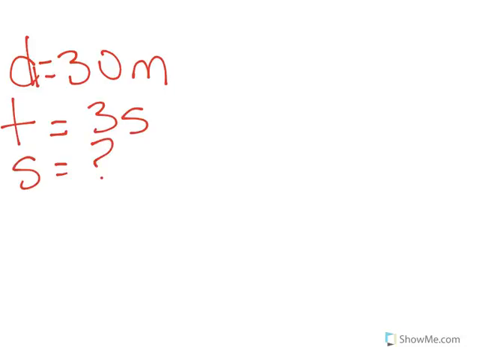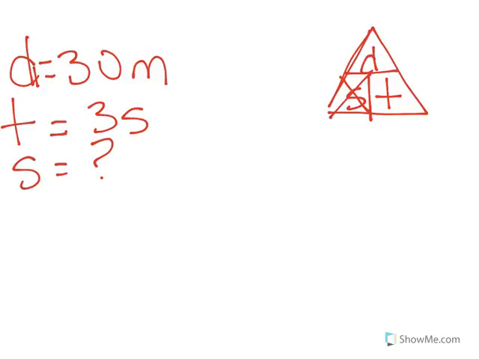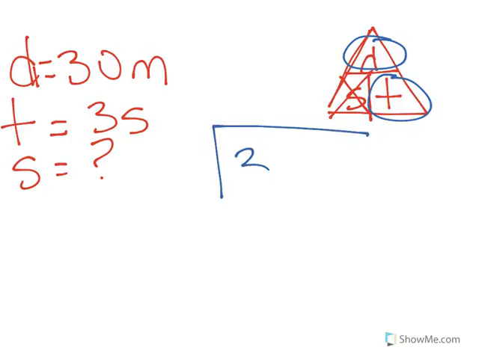So the triangle that I'm going to use is the average speed triangle. Distance always goes on top, speed and time are at the bottom. Now what I want to do is figure out what I'm looking for. I'm going to cross off what I'm looking for, which is speed in this instance. I'm left with distance over time. And distance will always go inside the house because the D is always on top in the triangle. So my distance, 30. My time, 3.